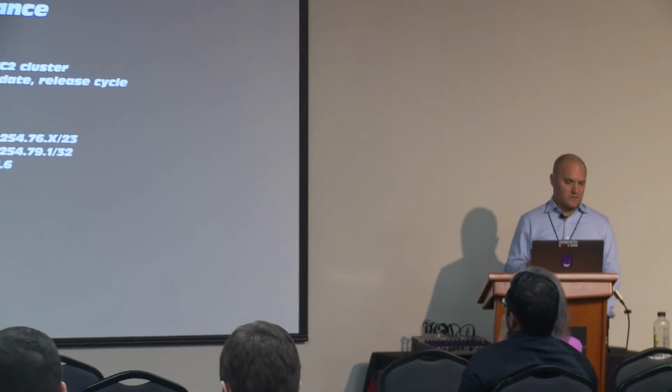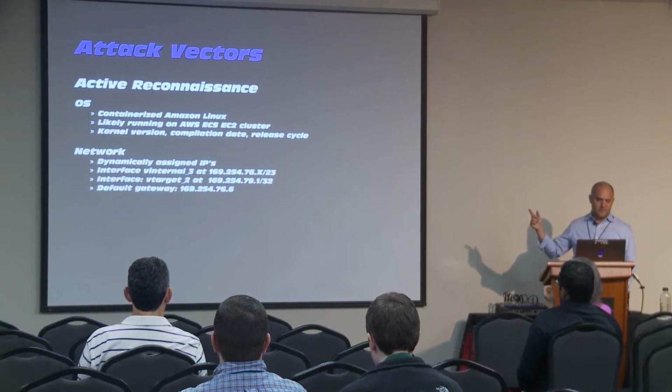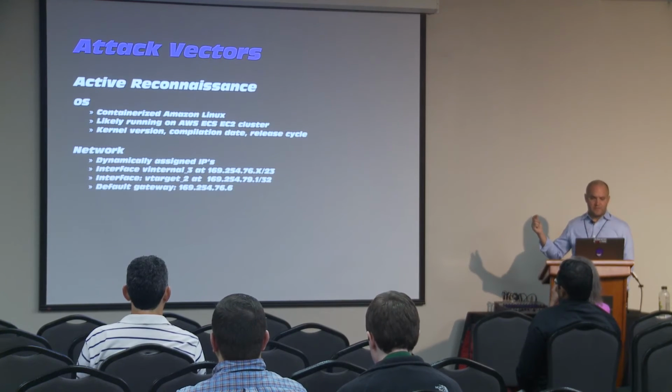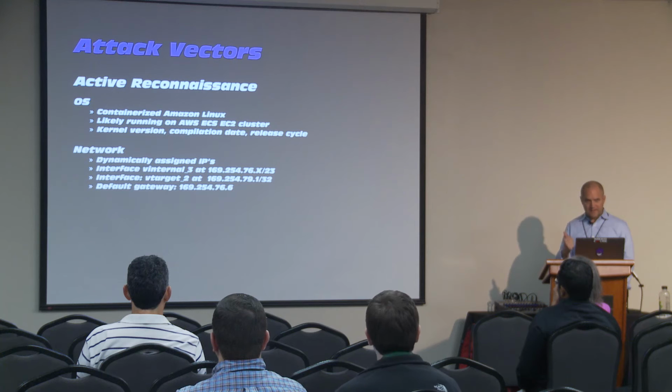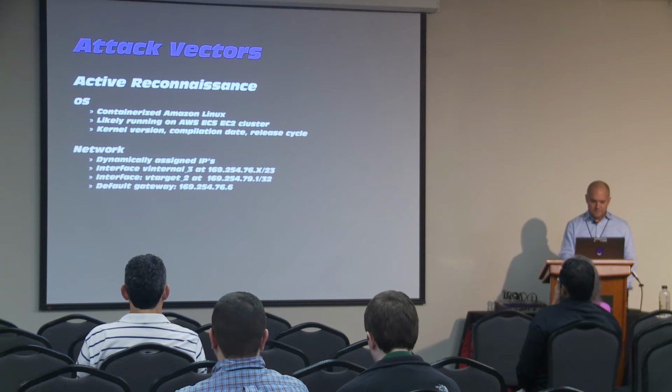So we saw the network. The addresses are dynamically assigned from what I can tell. One time it would have been 76.5, it might be 76.2 or 10 a couple times later. It's on a /23 network. And then the other interface we looked at was a 79.1, and it's on a /32 network. The default gateway is 76.6, so the default gateway is going out the interface of vinternal_3 on that /23. So that's likely what is going out to the internet, allowing us to retrieve that reverse shell.